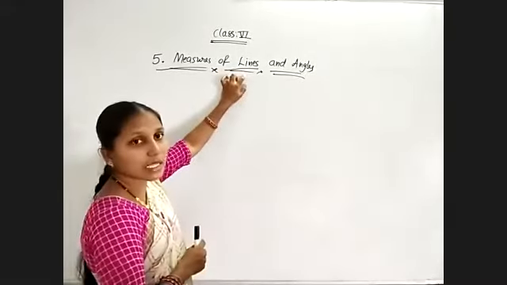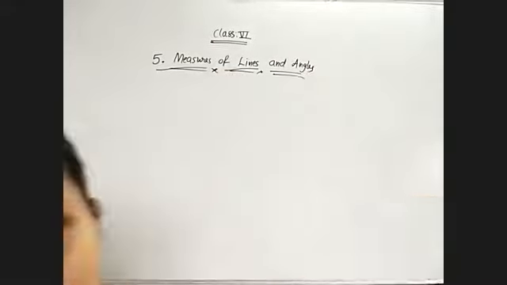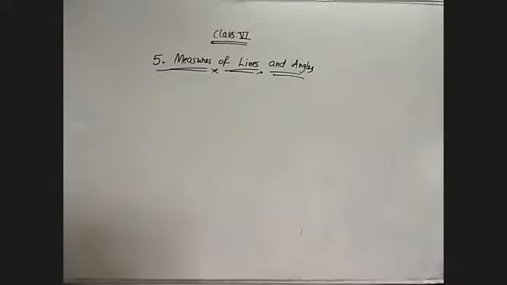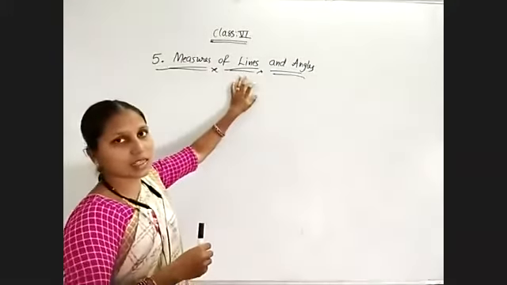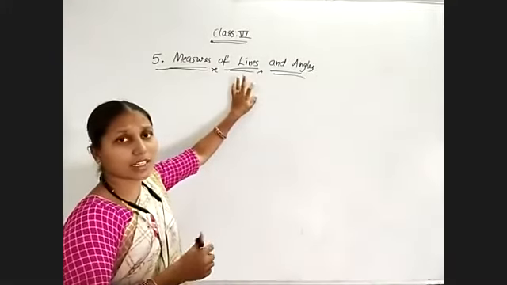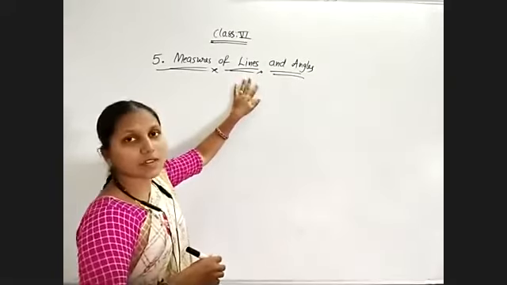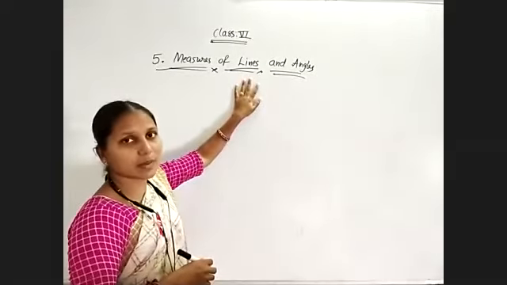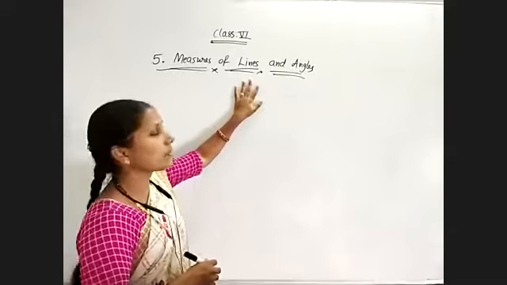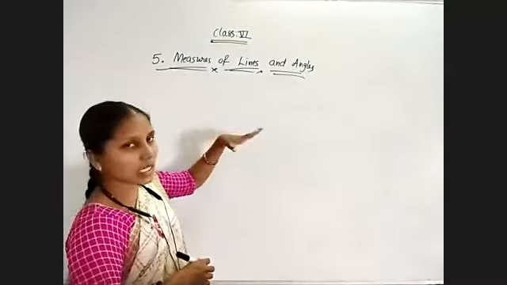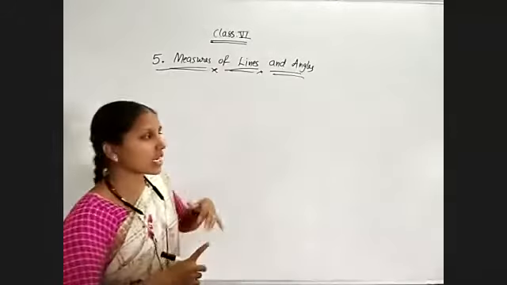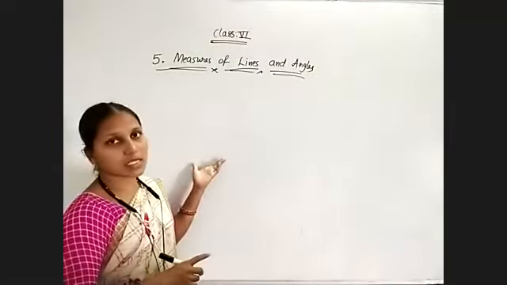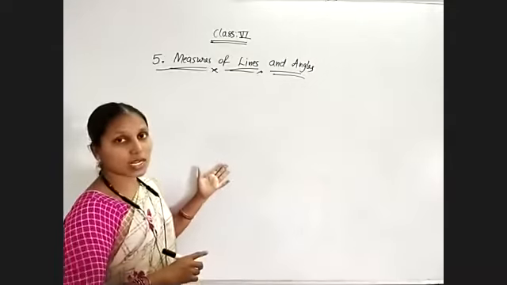A line is nothing but... in the sense we can't measure the length of a line because it doesn't have a definite length. But which one has a definite length? The line segment. So the line segment's length we are able to find. In this chapter we are going to learn how to measure the length of line segments, how we construct line segments, and how we compare two line segments.